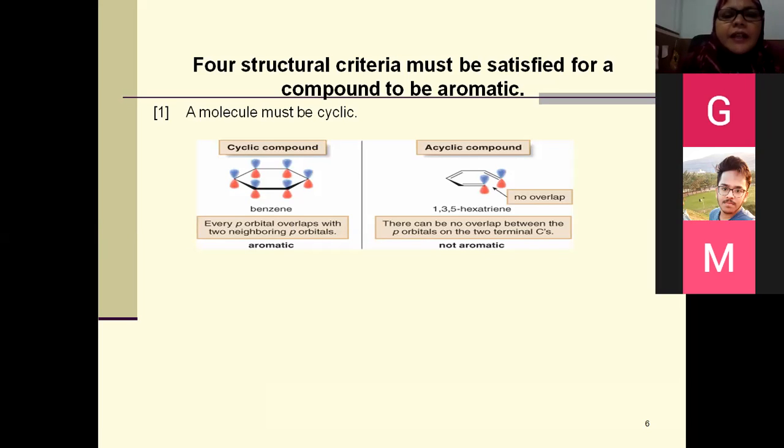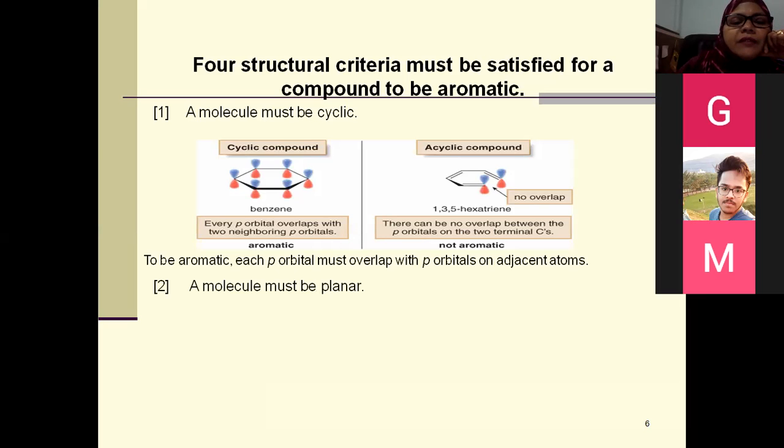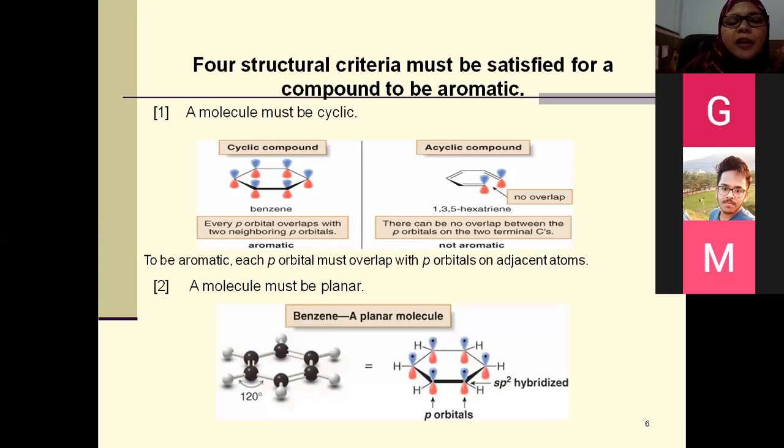So this is the first criteria, that the molecule must be cyclic. So in this way, it should be a closed ring cyclic compound. Then we will see the next, that is, the molecule must be planar. As I told you, the structure of the molecule must be flat, planar. So here again I have taken the example of benzene. You can see here benzene is a planar molecule. All the 6 carbon atoms as well as all the 6 hydrogen atoms lie on the same plane. It's a flat structure. It can be kept on the table properly.